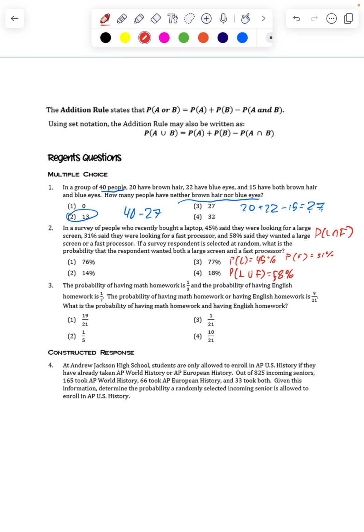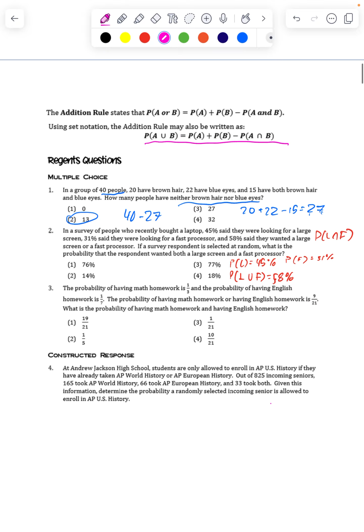All right, so using the addition rule, we can break this down. We're going to use this thing up here. Don't really have a lot of space here, so I'm going to work this number 2 down here. Okay, so again, probability of the union equals probability of each, P of L, the large screen, plus the probability of fast screen, minus the intersection, so P of their intersection, L intersection F.